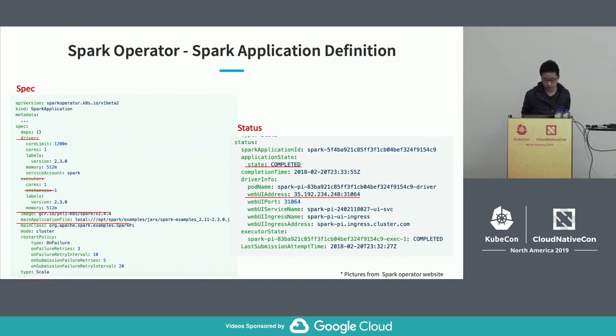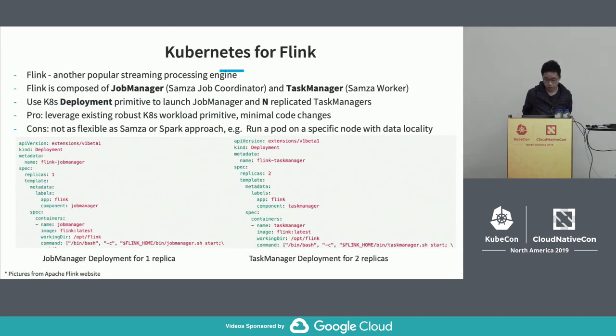The YAML file of the Spark operator looks like this. It shows the spec and the status. The spec is the specification of the Spark application. Inside it, it specifies things like the driver and the executors, the memory sizing, the core limits, and so on for Spark, and also the image for the application, and things like the class name of the Spark app. And the status side shows the status of the app and other information like the web UI address and so on. So that's how Spark works on Kubernetes.